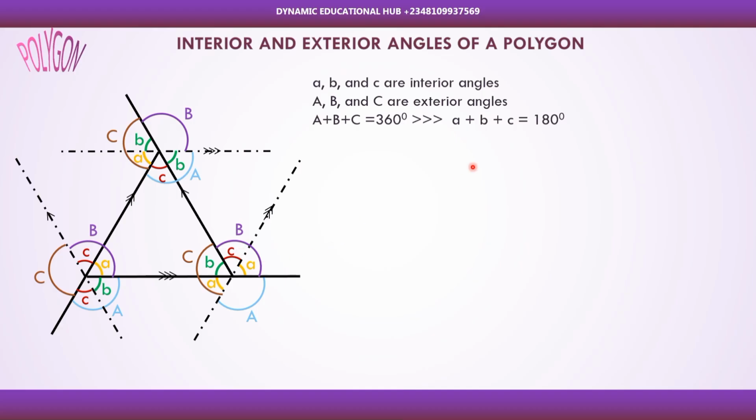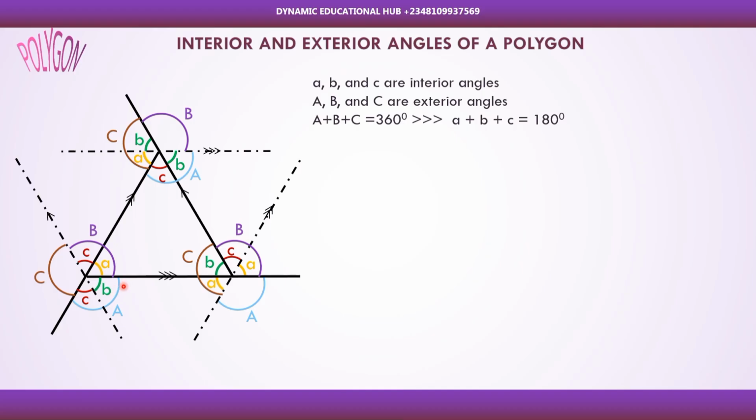Now let's look at another observation here. What is the observation? Let's pick each exterior angle and see what will happen. Let's start with A. If you pick this exterior angle, which is A here, you observe that A is still the same thing as C plus B. This A is equal to what? This small letter C, which is an interior angle, plus this small letter B.